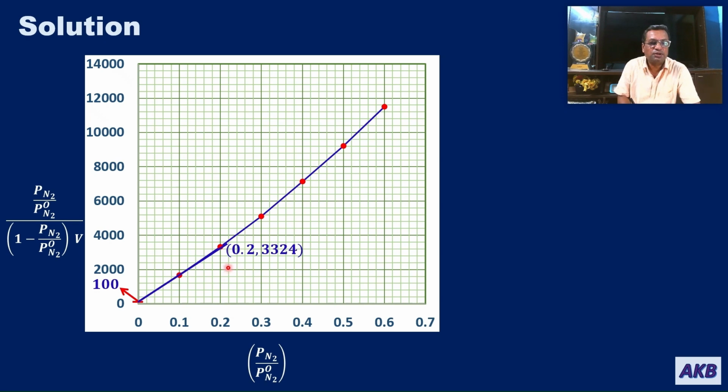For finding out the slope, I am considering this point which has coordinates of 0.2 and 3324, and the other point which has coordinates of 0.1 and 1666. So the geometrical slope is y2 minus y1 divided by x2 minus x1. The y coordinate of one point minus the y coordinate of another point, divided by the x coordinate of the previous point minus the x coordinate of this point. So that is what I have done over here.